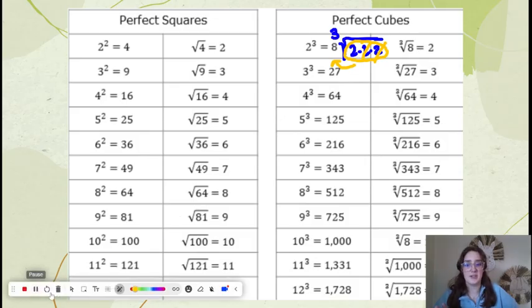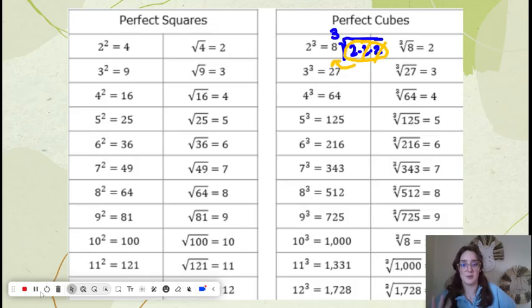Okay, we're going to not spend too much time on this. This is something you'd want to memorize. We can add this to our notes too. We're going to move on.